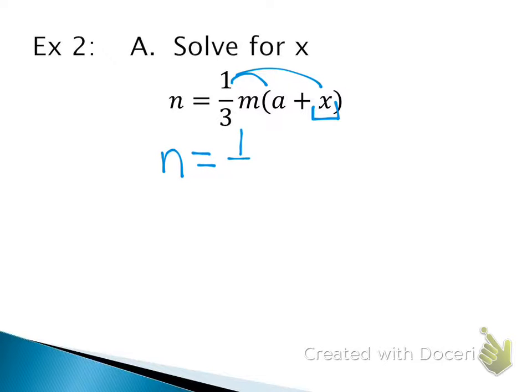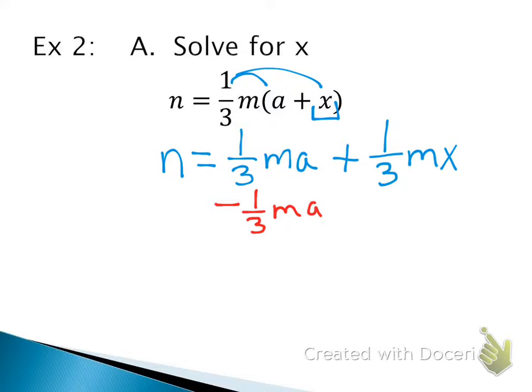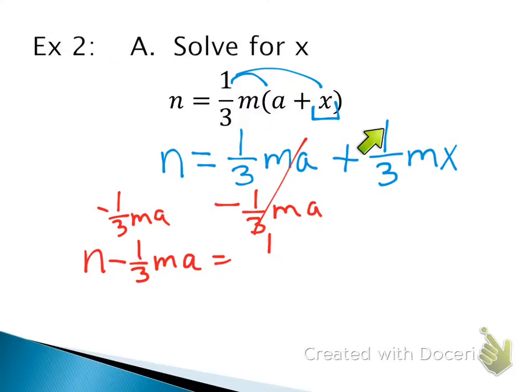So n equals 1/3 m times a plus 1/3 m times x. Okay. Now what? Subtract 1/3 MA. Very good. So this is going to be n minus 1/3 MA equals, those are gone. I am going to put the m up top with the 1. Is everyone okay with that? I think that makes this next step a little easier, because now what? Multiplied by the reciprocal, which is 3/m.